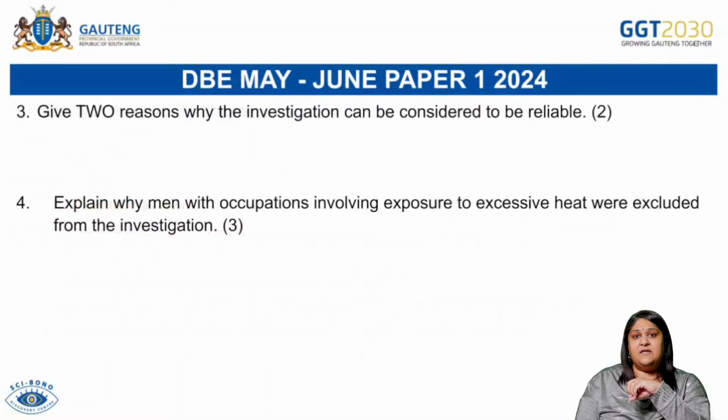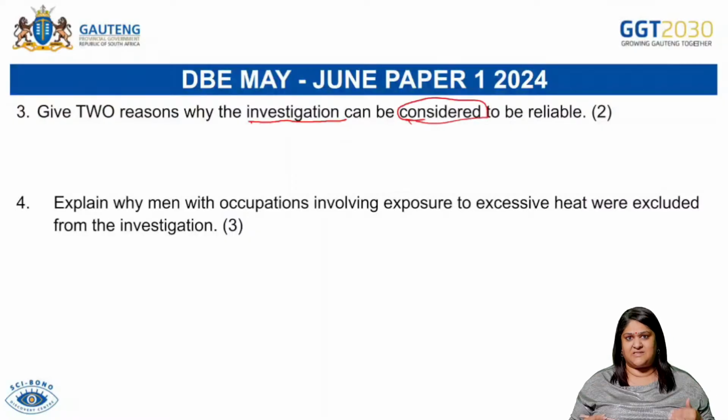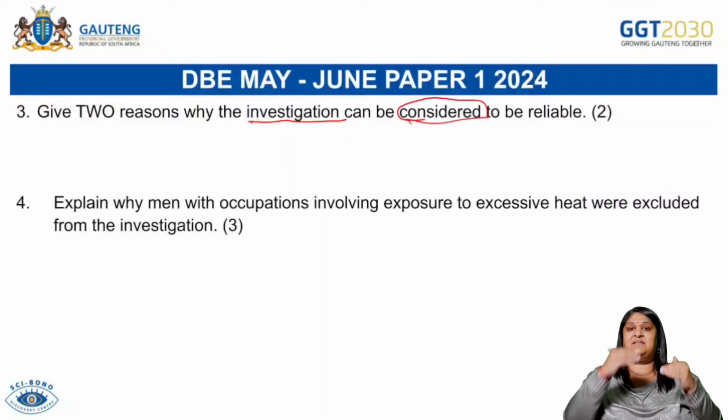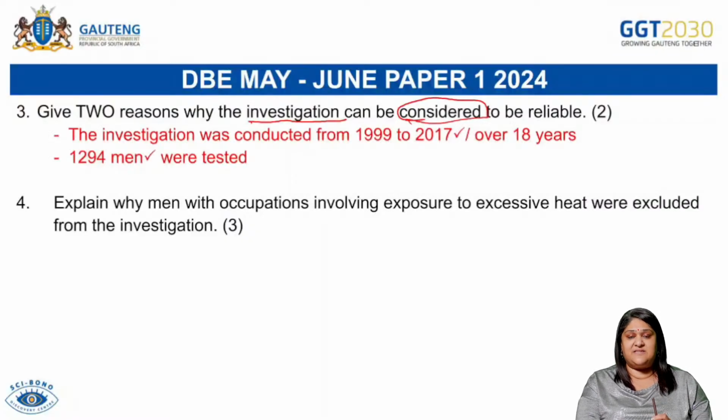So you cannot ask the question. They want to know in this investigation, why can it be considered reliable? If it is asked to us in the past tense, that means it's something that they told you happened. So you need to go back to the paragraph. Okay. And in the paragraph, they told us that it was done from 1999 to 2017, which we said was 18 years. That's a very long time to conduct an experiment. And then it was also a large sample size was used, which is 1,294 men.